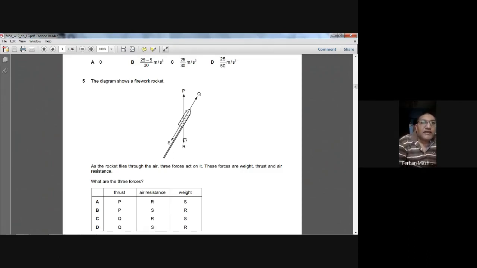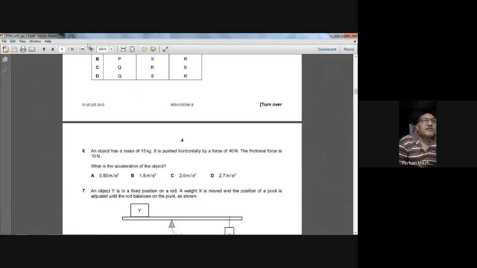Here this R is representing weight. This S, which will be opposing the motion of the firework rocket, that is air resistance. And Q is the thrust produced by the firework rocket. So the thrust is represented with Q, the air resistance is represented with S, and the weight is represented with R. So for question number 5, D will be the choice.